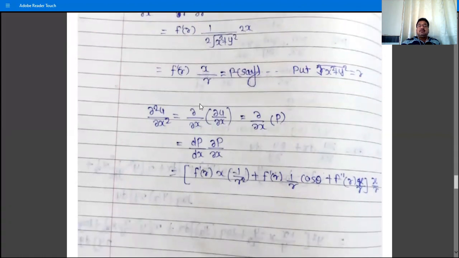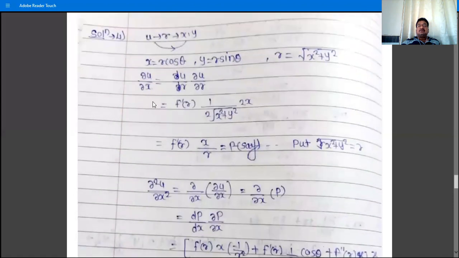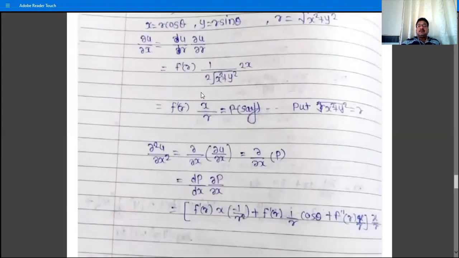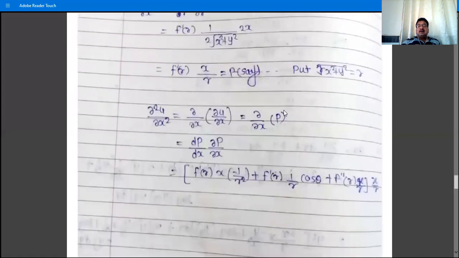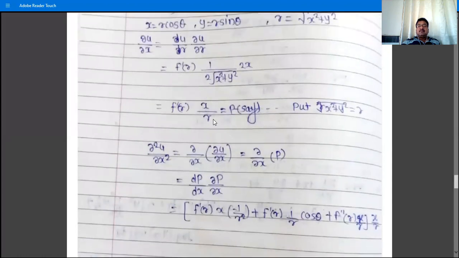This is p. Then ∂²u/∂x² is what? ∂/∂x of ∂u/∂x. ∂u/∂x is what? This is p. Suppose p is f'(r) times x by r. Then the derivative of p with respect to x is what? By using chain rule again. p is the function of r, and r is the function of x and y.